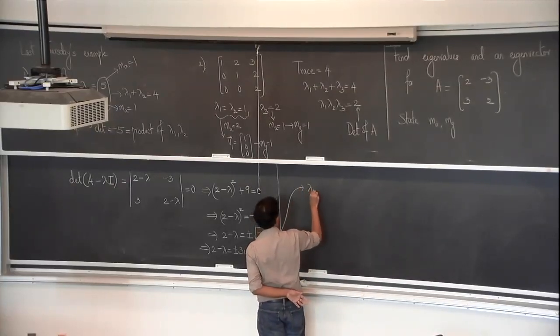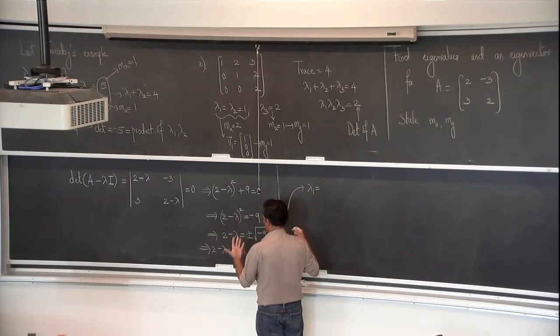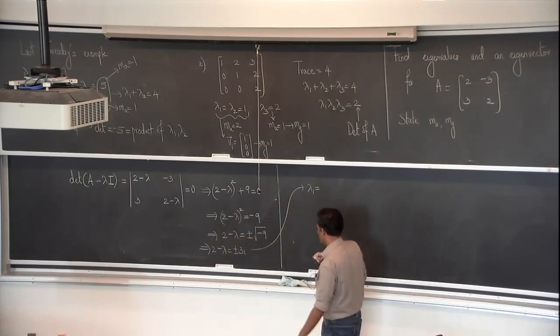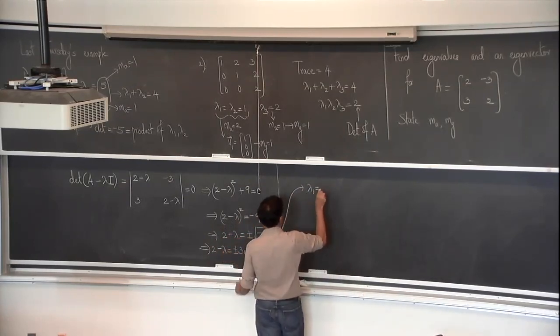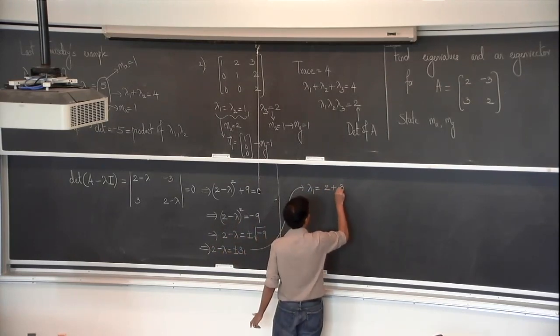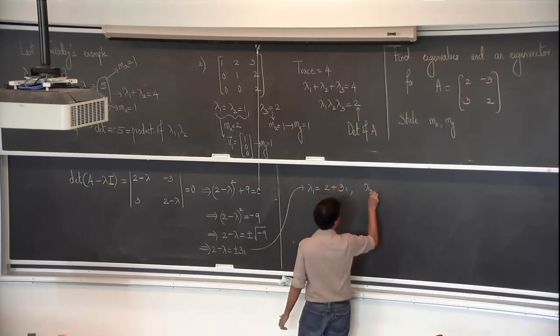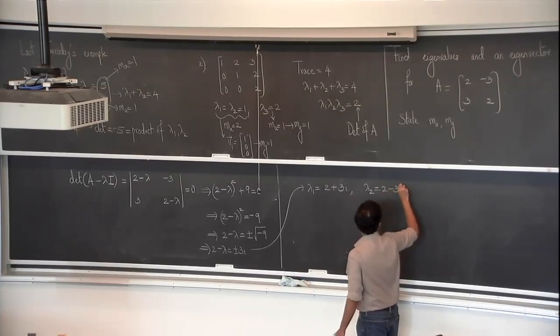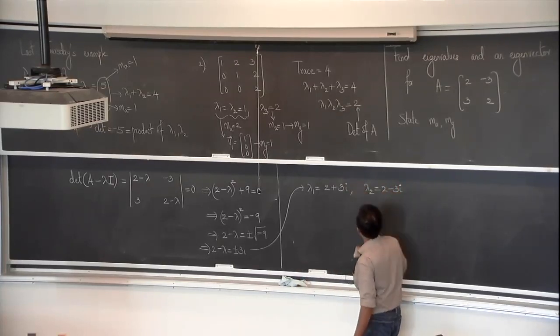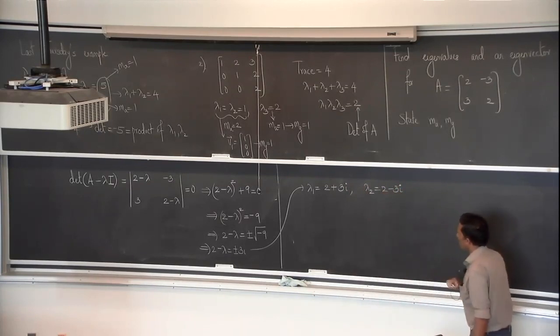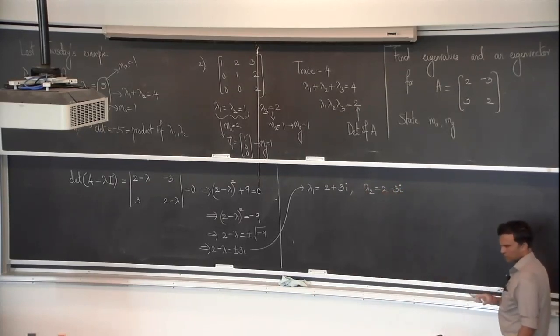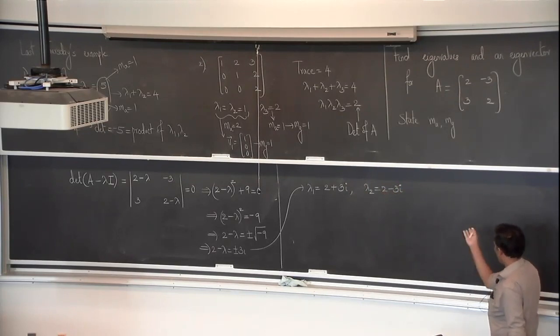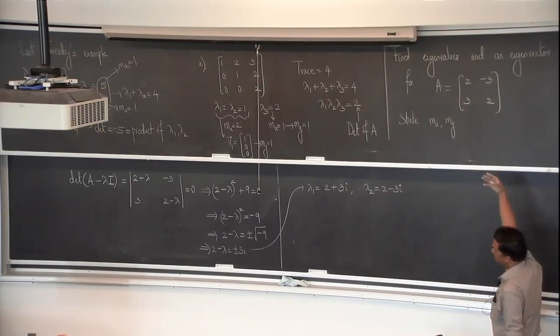I don't care which one you call lambda 1, lambda 2. The quadratic always has two roots. This is 2 plus 3i and 2 minus 3i. If you want, you can do a quick check. If you add those two, you get 4, and the trace of the matrix is 4.